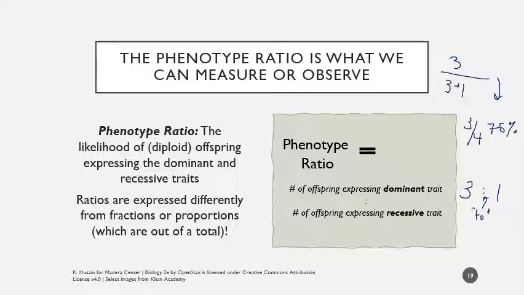So a 3 to 1 ratio is the way to say the phenotype ratio. If you're asking about the likelihood or the proportion, then you might use these values.